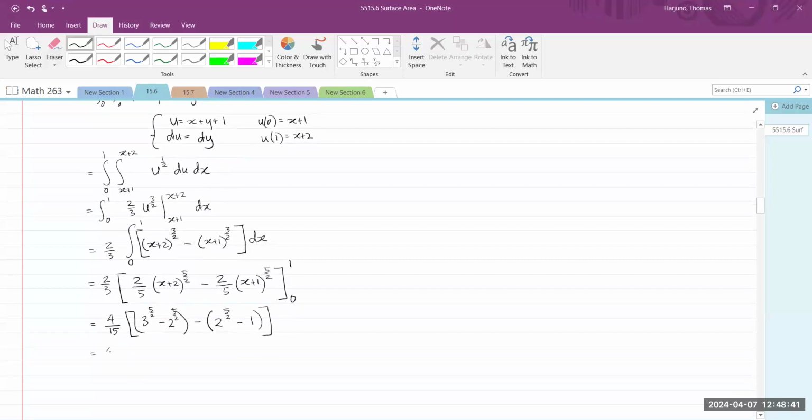So what will this be? This is 4 over 15, 3 to the power of 5/2 minus 2 times 2 to the power of 5/2 plus 1. 3 to the power of 5/2 is 3 squared, square root of 3, minus, that will be 8, 8 square root of 2, plus 1. Okay, that's for number 8.